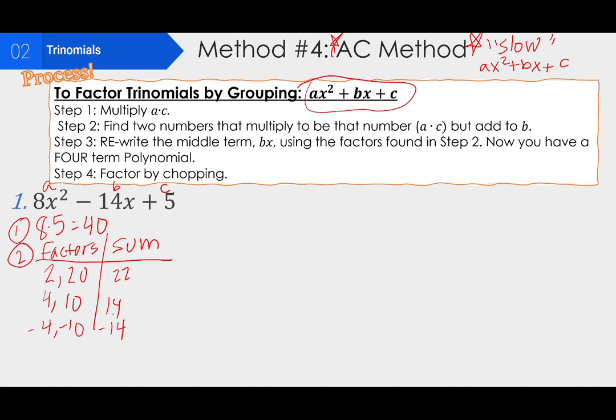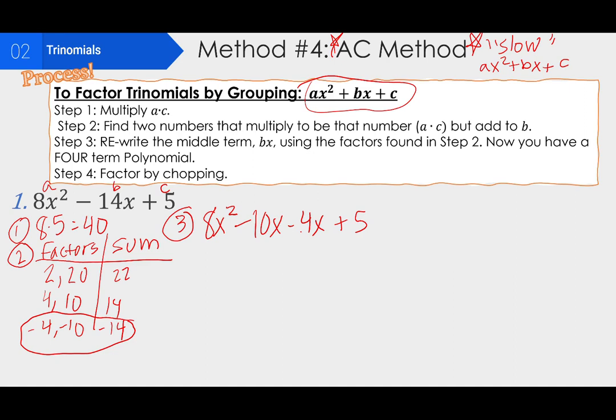Alright, so here, though, is where it differs between fast trinomials and slow trinomials. We need to rewrite the middle term. We don't just plop them into parentheses. It's not that fast. Using the factors found in step 2, we're going to take the ax squared, which remains the same, and the c will remain the same, but down here in the middle, we need to subtract 10x and subtract 4x. And it actually does not matter which order you write that in, so if you want to swap them, it should still work.